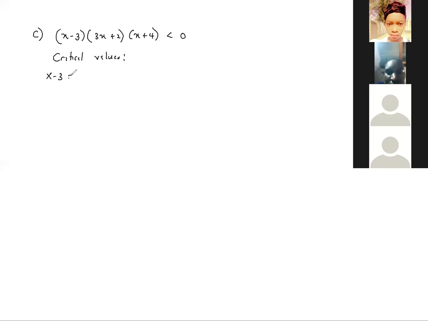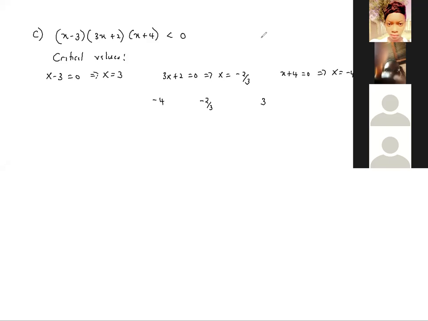X minus 3 is equal to 0, implying that x is equal to 3 is a critical value. 3x plus 2 is equal to 0, implying that x is equal to negative 2 over 3 is a critical value. X plus 4 is equal to 0, implying that x is equal to negative 4 is a critical value. I go back to the table. Negative 4 is the smallest, negative 2 over 3, and then 3.